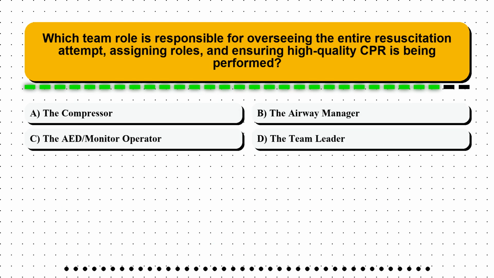Question 13. Which team role is responsible for overseeing the entire resuscitation attempt, assigning roles, and ensuring high-quality CPR is being performed? Option A. The compressor. Option B. The airway manager. Option C. The AED/monitor operator. Option D. The team leader.